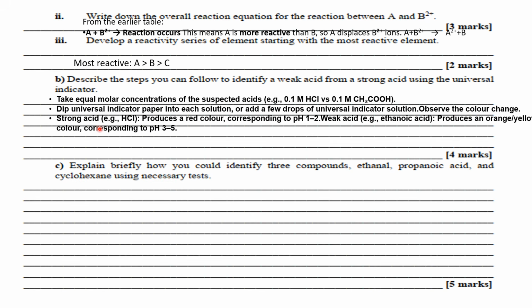When you observe color change, you would know that a solution is a strong acid because it will produce a red color. Red color corresponds to a pH of 1 to 2. You would know that it's a weak acid if it produces orange or yellow color with a pH of 3 to 5. Here we can rule out the chances of purple, pink, blue, and the like, because we are not dealing with bases. So these acids are within the color range of red to yellow.